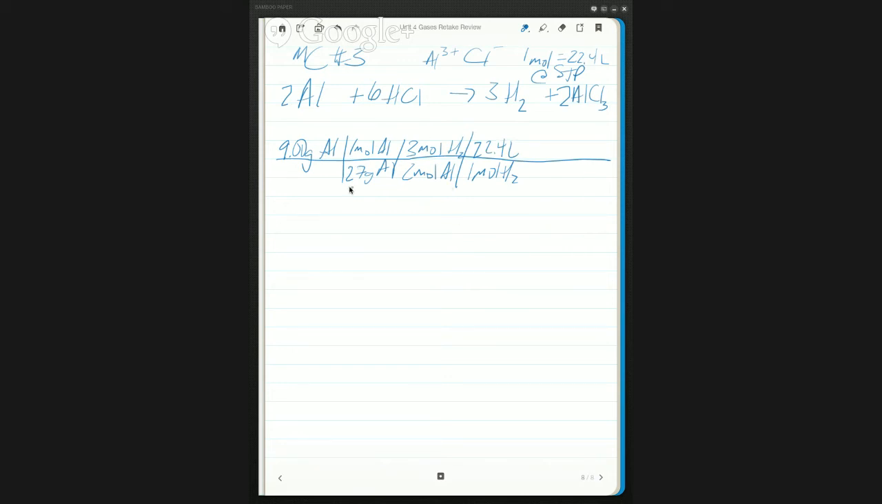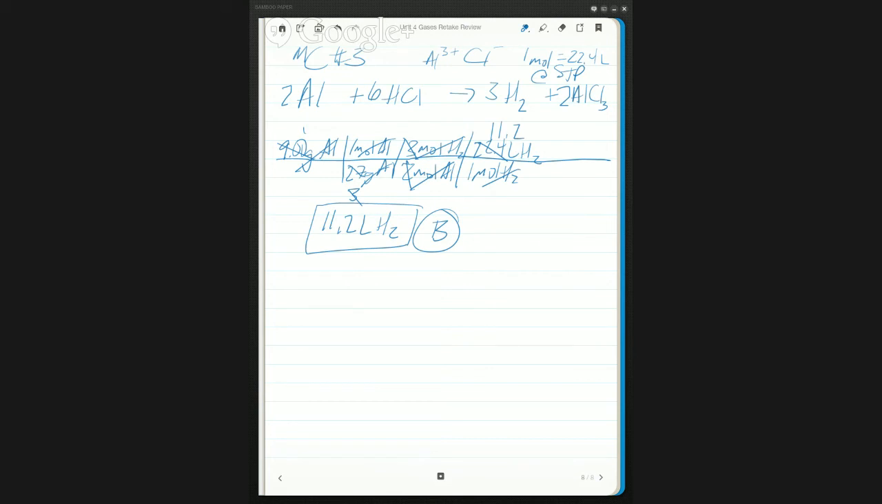And now we have to solve this. Easy enough. 9 goes into 27 3 times. This is 1. This becomes 3. These 3 cancel out. This is a 2. 2 goes into 22.4, 11.2 times. 11.2. So we have grams of aluminum cancels with grams of aluminum. Moles of aluminum cancels with moles of aluminum. Moles of hydrogen cancel with moles of hydrogen, leaving us with liters of hydrogen. And our answer should be 11.2 liters of H2, which, as it turns out, is letter B.